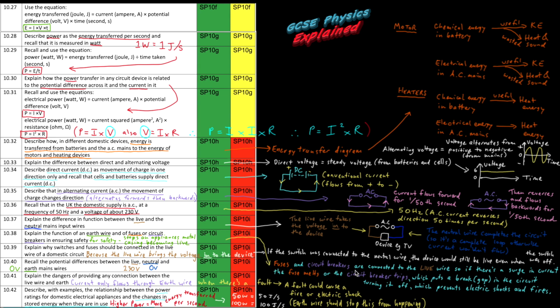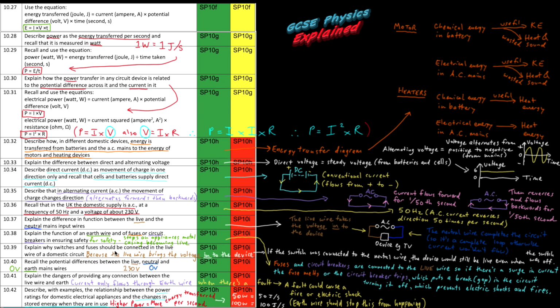Fuses and circuit breakers are connected to the live wire. So if there's a surge in current, the fuse melts or the circuit breaker trips, which puts a break or a gap in the circuit, turning it off, which prevents electric shocks and fires. So that's everything that you need to know to pick up 3 marks.